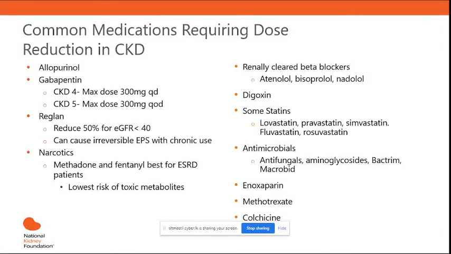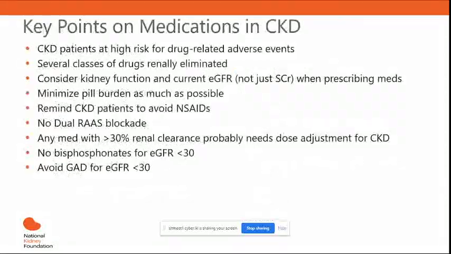There are many medications that need dose reduction in CKD, like allopurinol, gabapentin, narcotics, many beta blockers that are renally cleared, digoxin, statins, aminobutyric acid, enoxaparin, methotrexate, and colchicine. Many drugs which we commonly use need dose adjustment, so it is important to know that the patient has CKD. Several classes of drugs are renally eliminated, so these drugs need dose adjustment. Consider kidney function and current eGFR when prescribing medication.